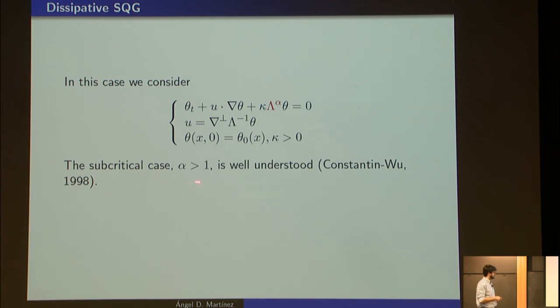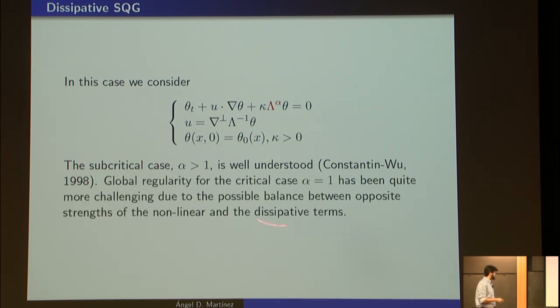Now, the subcritical case, that means when alpha, which is somehow the number of derivatives that we have in this fractional Laplacian, is less than 1, is well understood, and then you will have a global existence. But understanding the regularity exactly for alpha equals 1 is more challenging. Why? Because you have one derivative here and one derivative here, and they're working against each other. So the dissipation is trying to make things smoother, but then the transport is trying to destroy that. All right. So that was an open problem.